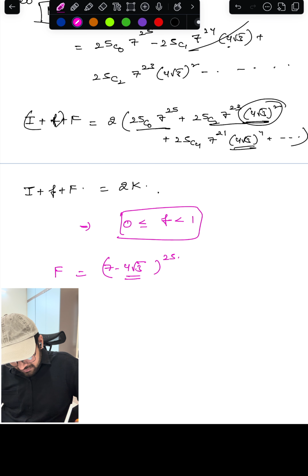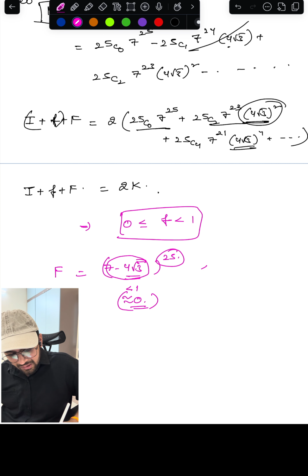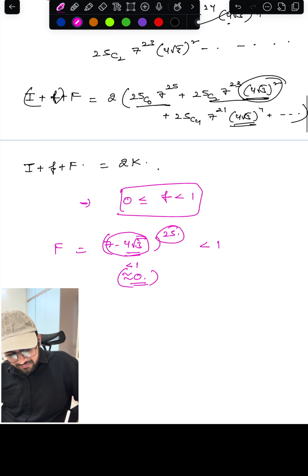Here 4 root 3 is around 1.7 something into 4, right? So you'll have 6 point something. 7 minus 6 point something means the inside value is less than 1, that is 0 point something. If you apply a higher power, it is always less than 1. So what I meant to tell you is capital F is between 0 and 1, right?